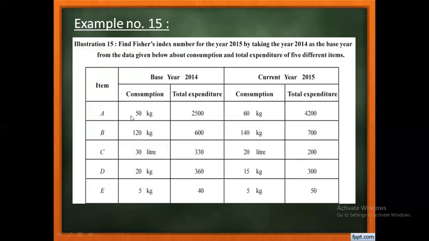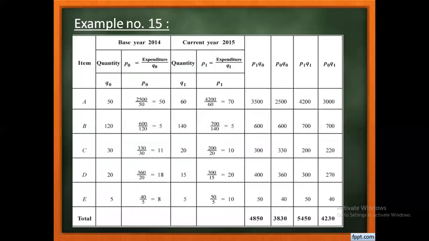Divide by 2500, how much quantity can you buy? 50 kg. So divide by 50 kg, so per unit 1 kg price you can find, and it comes to 50. Let's see. Quantity Q0 is given directly. P0 you can find. How? Expenditure divided by Q0.